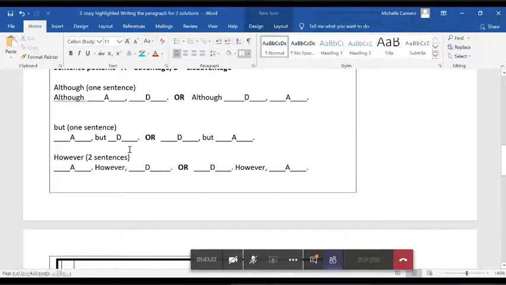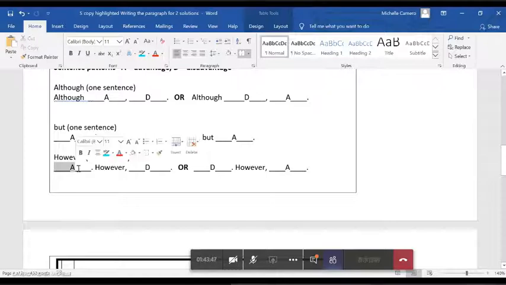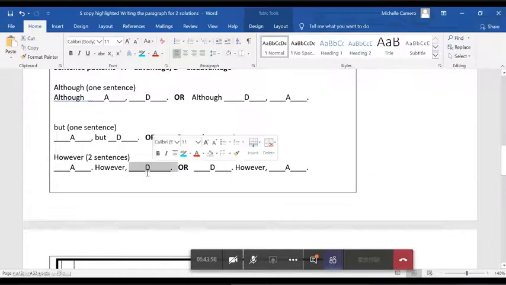All right, next, we can also use however. However is a little different because it uses two sentences. So remember, although goes at the beginning of the sentence, you put advantage and disadvantage together in one sentence. You can use but in the middle of the sentence, but advantage and disadvantage goes together in one sentence. If you want to use however, the advantage and disadvantage are in two separate sentences. So you can start talking about the advantage first, full stop, start a new sentence, however, comma, and then say the disadvantage, full stop. Again, you're going to need SVO here, and you will need SVO here.